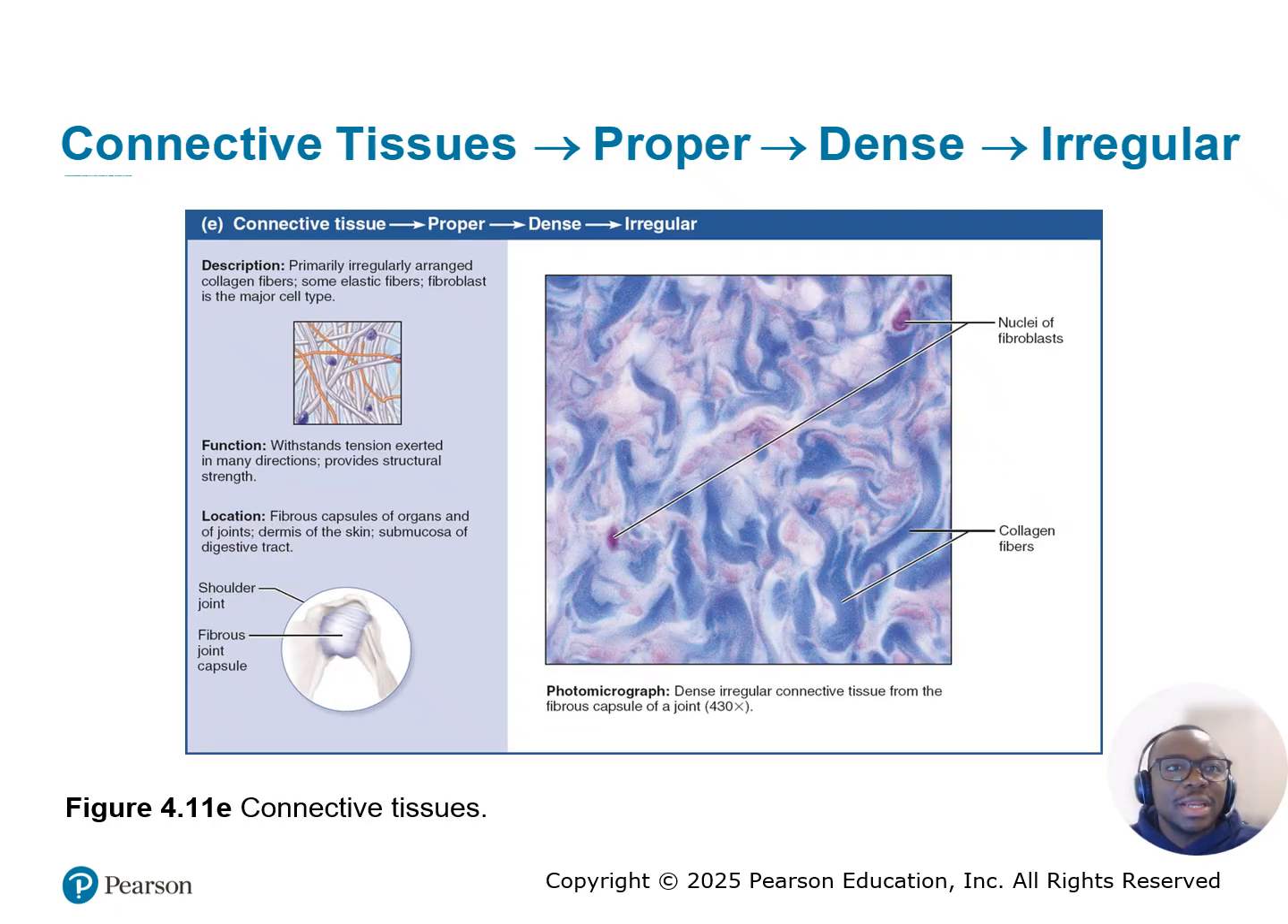The next is dense irregular connective tissue. It has the same elements as dense regular connective tissue, but bundles of collagen are thicker and irregularly arranged with some elastic fibers. Fibroblast is the major cell type. Its role is to withstand tension exerted in many directions and provide structural support. It is found in fibrous capsules of organs and joints, dermis of the skin, and submucosa of digestive tract.